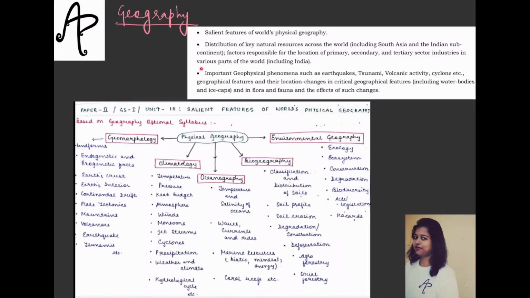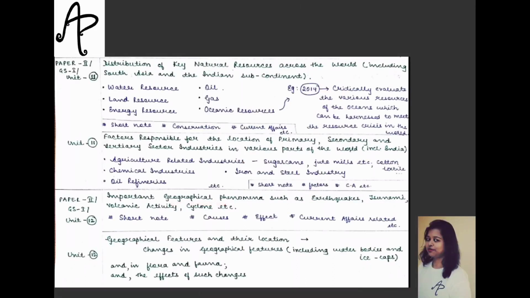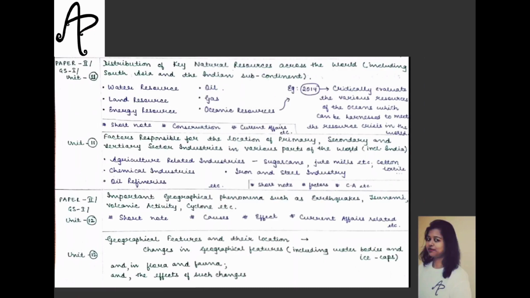Unit 12, जो मैंने last वाला mark करके रखा है, talks about important geophysical phenomena such as earthquake, tsunami, volcanic activity, cyclone, etc. So I have just shown you that it is related to the first unit of GS1 geography also, salient features of world's physical geography. Also it is overlapping with your GS3 उसमें जो disaster management का section है.